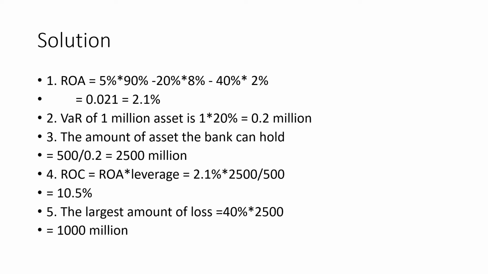5. The largest amount loss is equal to 40% times 2,500. This amount of asset equal to $1,000 million. So this is twice the capital level.